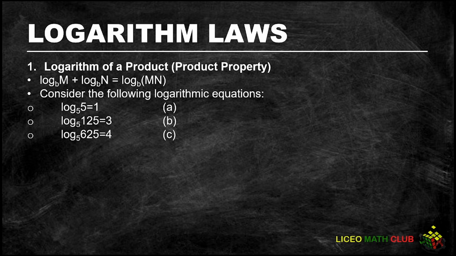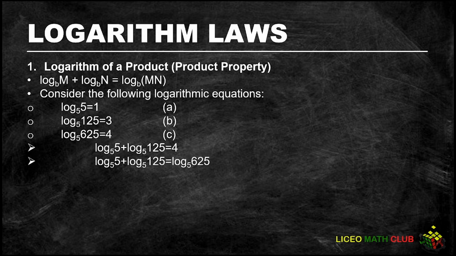If we add a and b, we will have log base 5 of 5 plus log base 5 of 125 is equal to 4. From this, we could say that the left-hand side of this equation is also equal to the log base 5 of 625. We can notice that the argument on the right-hand side is the product of the arguments of the left-hand side, which are 5 and 125, and when multiplied results to 625. This demonstrates the product property.